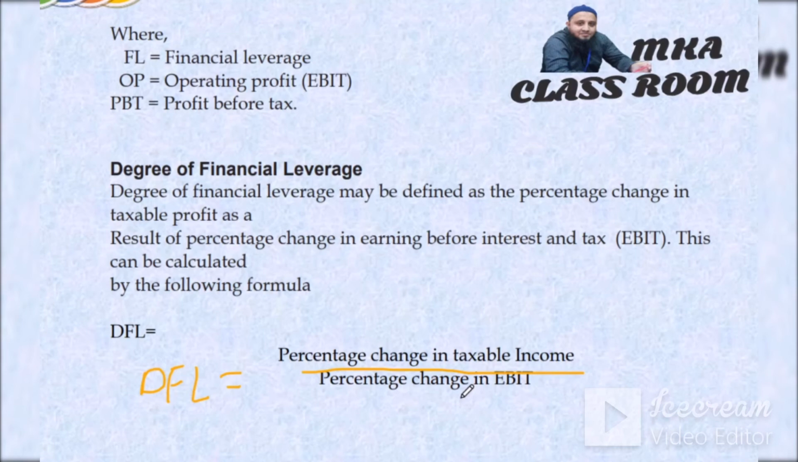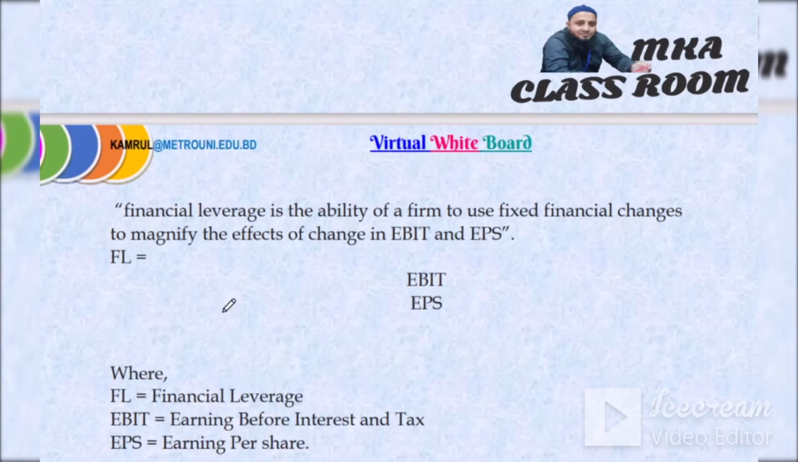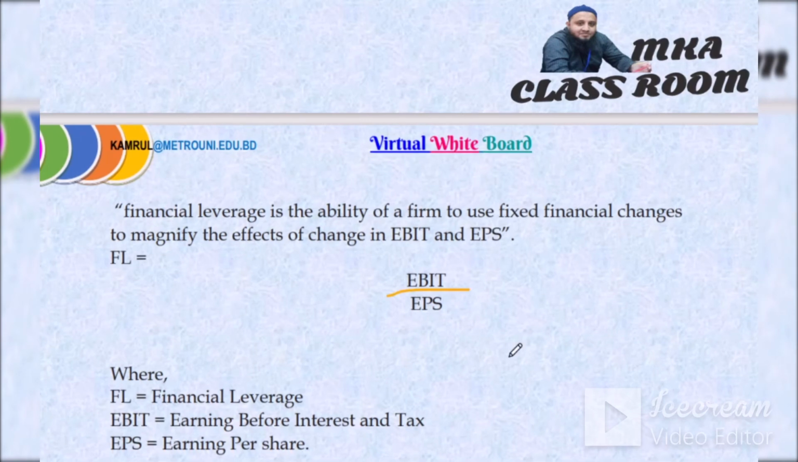So it has another formula. Financial leverage is equal to EBIT divided by EPS. Financial leverage is the ability of a firm to use fixed financial charges to magnify the effects of its EBIT and EPS. So financial leverage is equal to EBIT divided by EPS, earnings per share.